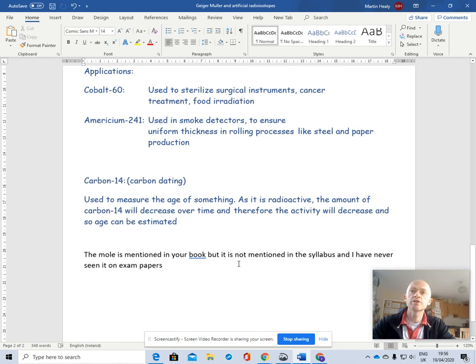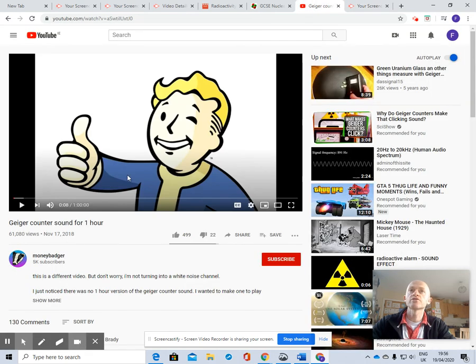Now, the mole is mentioned in your book, but it's not mentioned in the syllabus, and I've never seen it on an exam paper, so I'm not going to discuss it here. So a few other little bits and pieces there. Some guy has gone to the trouble of making an hour-long video on the sound of a Geiger counter. That's that familiar scratchy sound. That is the sound a Geiger counter would make.